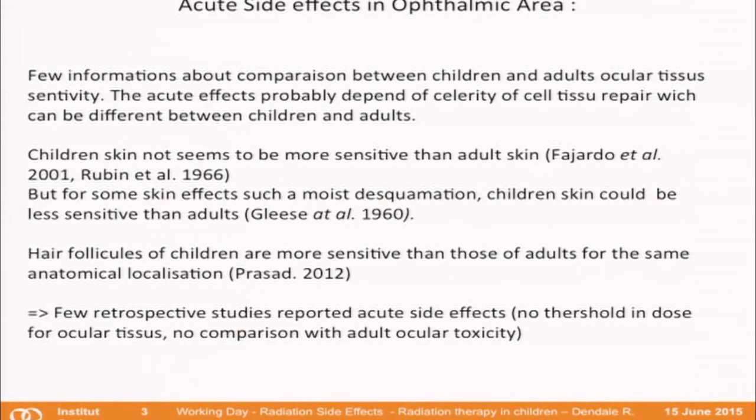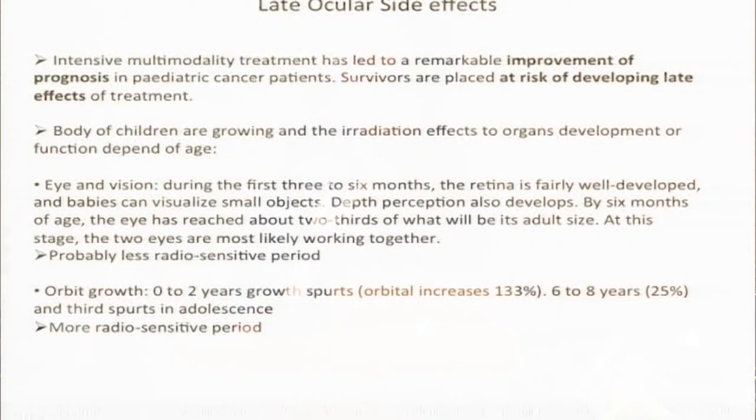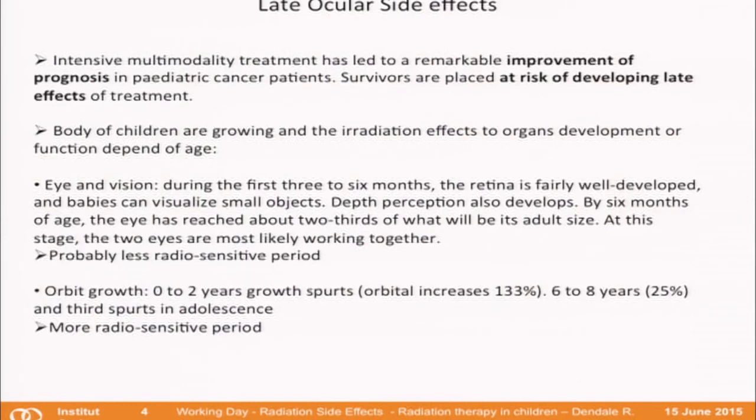For the late side effects, intensive multimodality treatment has led to a remarkable improvement of the prognosis in pediatric cancer patients. Survivors are at risk of developing late effects of treatment. The bodies of children are growing, and the effects of irradiation on organ development depend on age. Two examples: eyes and vision.